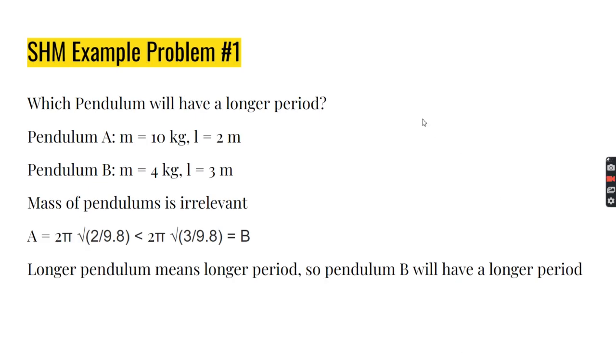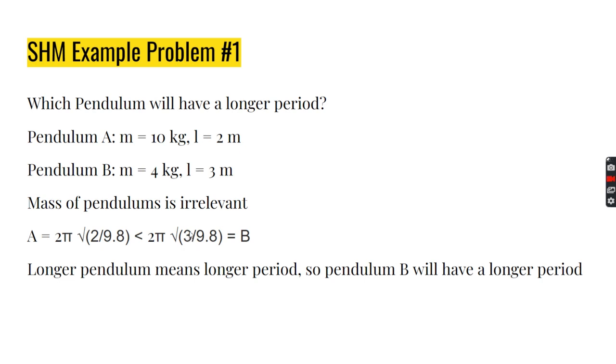Okay, so example problem 1. Which pendulum will have a longer period? Pendulum A, the mass is 10 kilograms, length is 2 meters. Pendulum B, mass is 4 kilograms, length is 3 meters. So the mass here is a distractor. This is completely irrelevant. It's not in the pendulum equation. So you can see that the only thing you sub in is the length.